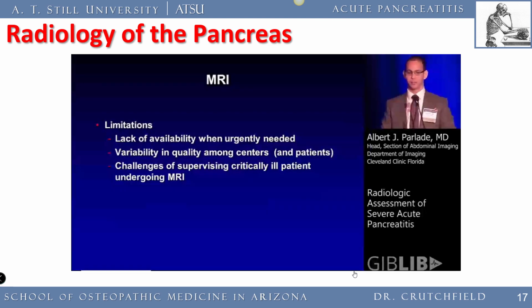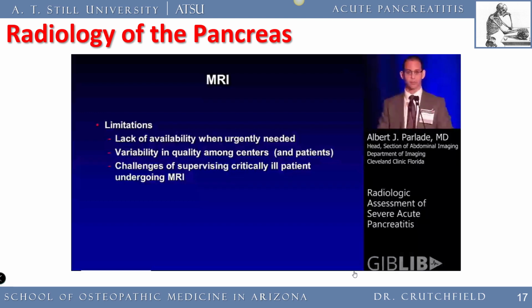MRI does have limitations. Number one, it's not always available right when you need it. I know in our hospital, our inpatients are always fighting for time on the scanner, so that's something important. Second, the quality of MRI can vary. It can vary from center to center, and it can vary from patient to patient. The good thing about CT scan, it's very reproducible. MRI, if you have a patient that can't hold their breath, has a lot of ascites, has some metallic implants, you're going to have limited quality MRI.